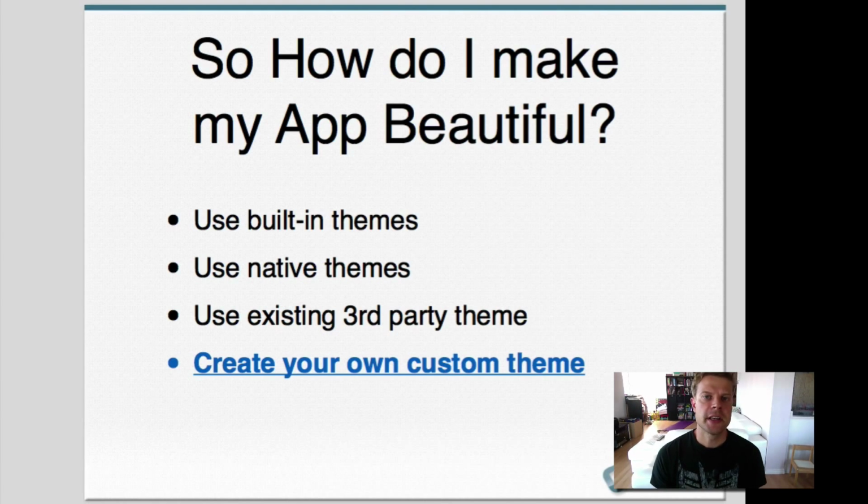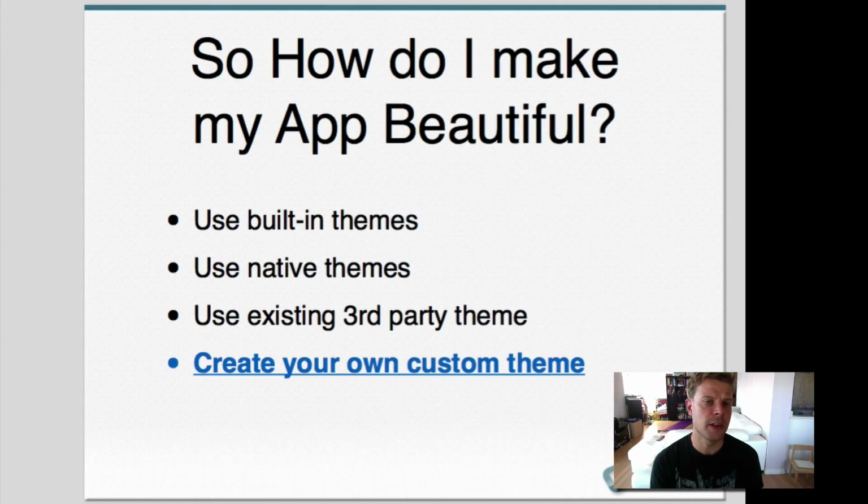Let's start out by talking a bit about the process of how to make an app beautiful. There's a few different ways you can go. The first thing you can do is use a built-in theme. Codename One has a number of really good looking built-in themes. You can use native themes so that your app just looks the same as the native platform. All the widgets on iOS will look like iOS. On Android, it'll look like Android. You could use a third-party theme that another developer has developed, or you can create your own custom theme.